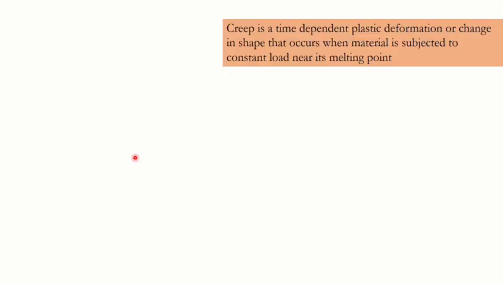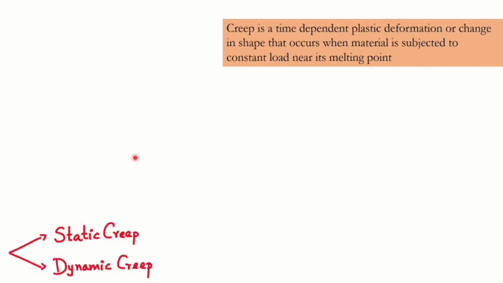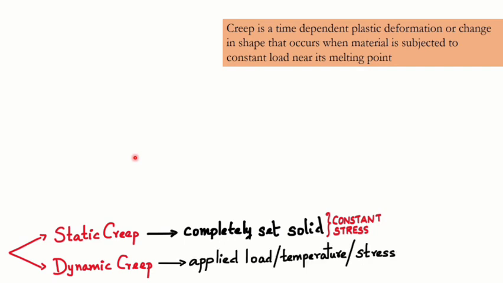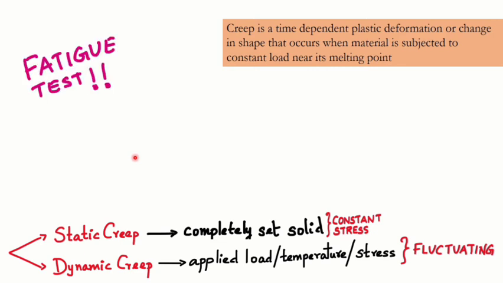Now, creep is the time-dependent plastic deformation or change in shape when an object is subjected to constant load close to its melting point. It can be of two types: static creep or dynamic creep. Static creep is a time-dependent deformation in a completely set solid which is exposed to a constant stress, whereas dynamic creep is produced when the load or temperature or stress that is applied is fluctuating. It is measured by a fatigue test. So you apply a fatigue test to determine the creep that is produced by a particular material.